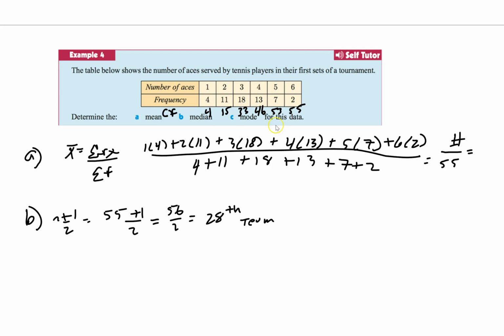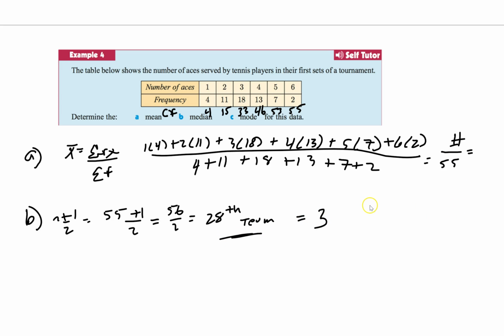So again, think about it this way. Once you're done with all the 1s, you have 4 numbers. Sorry, once you're done with all the 2s, you have 15 numbers total. Once you're done with all the 3s, you have 33 numbers. So the 28th term must fall right there at 3.